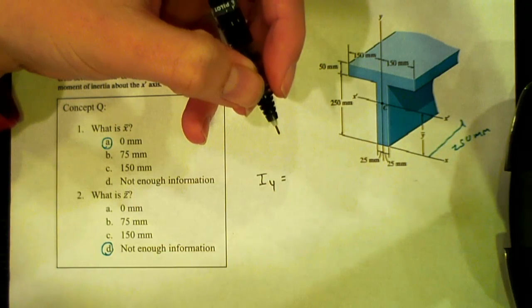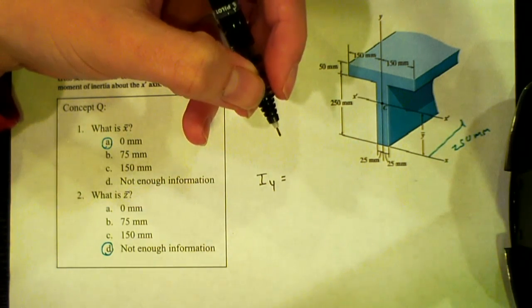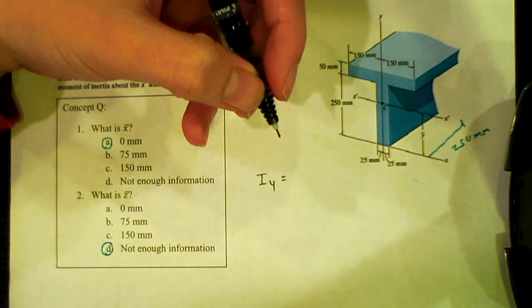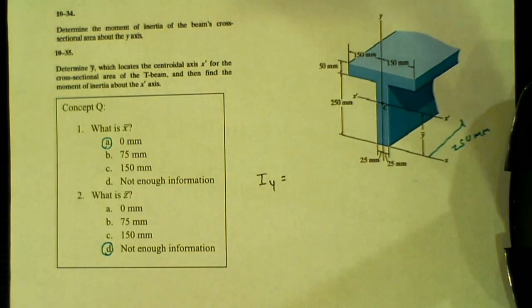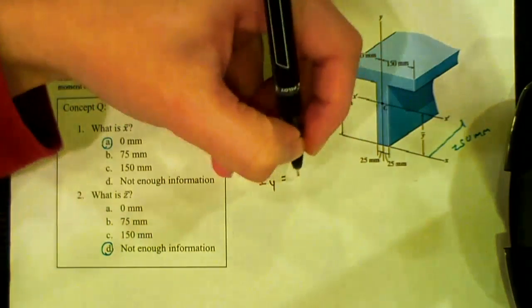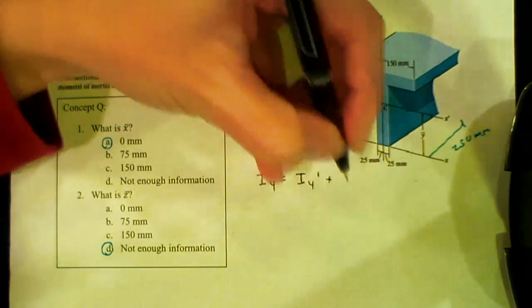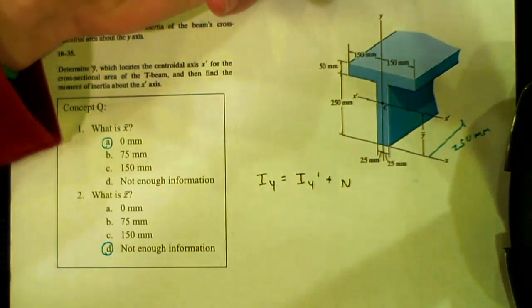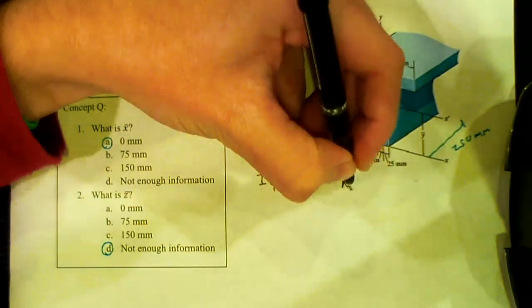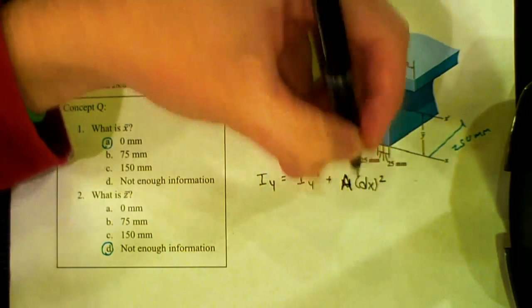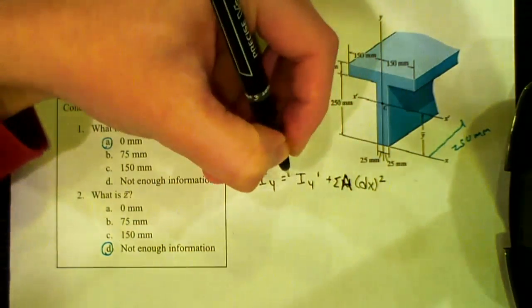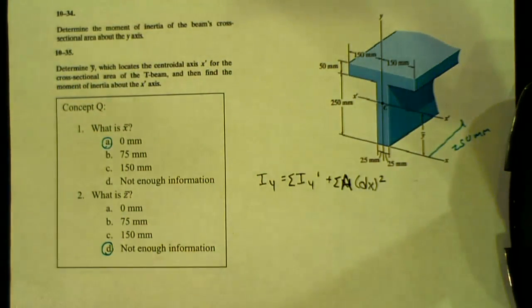Fine. So for Iy, I didn't solve this one the same way. If this thing is symmetric about the y-axis, well, we'll just write it anyway. We have Iy prime plus A times dx squared, right? And these are sums because it's looking at the composite figure, so it's each individual one.